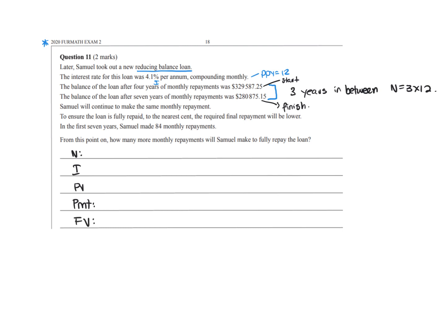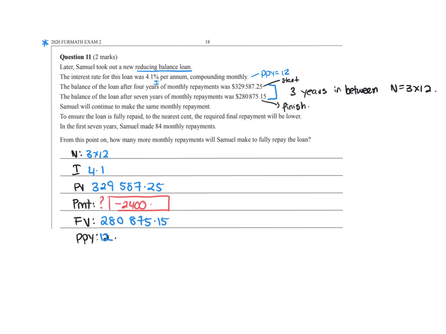So we're going to have to find out what the payments are first, and then we'll go on. So using my first scenario, this up here, I'm going to go 3 times 12. The interest rate was 4.1. I'm going to pretend he borrowed this 329,587.25. The payment's what I want to know. And after 3 years of that payment, it got to this amount. And PPY was 12. So if I do that, I find out that the payments were 2,400.